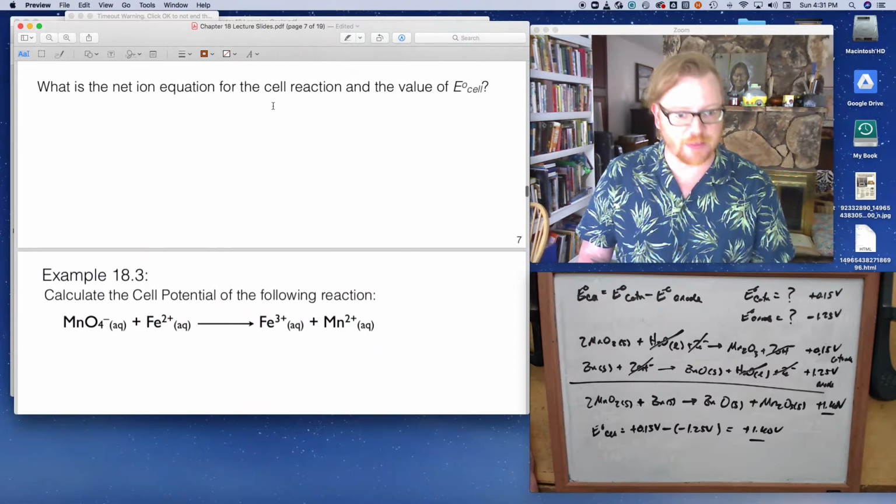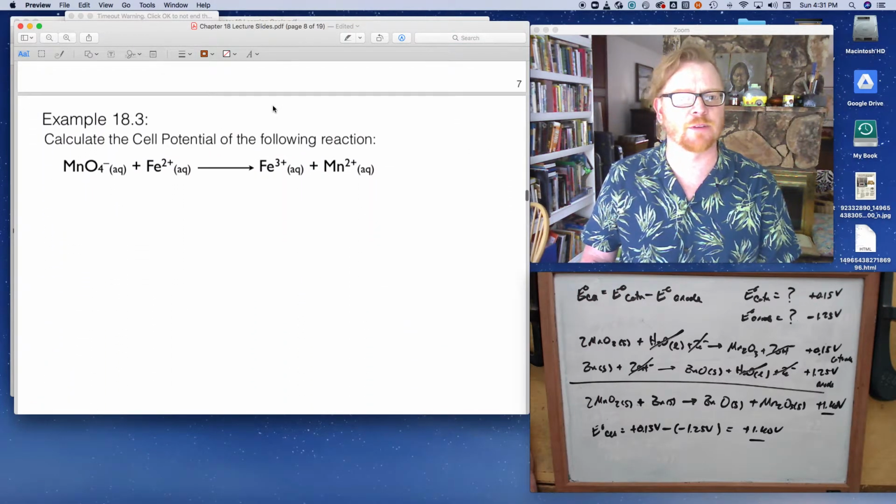Okay. So I think I have another sample problem. Calculate the cell potential of the following reaction.